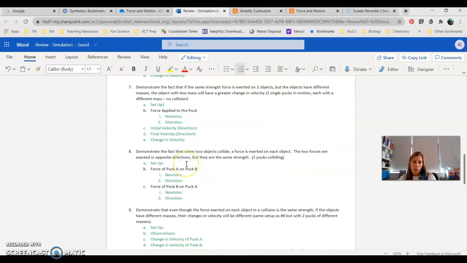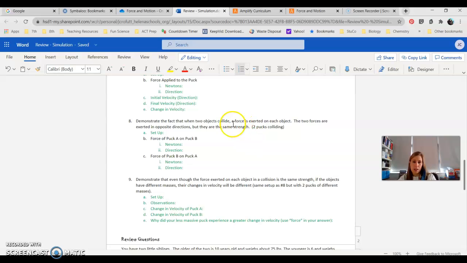Okay, and then demonstrate the fact that when 2 objects collide, so now we're talking collisions, a force is exerted on each other. The 2 forces are exerted in opposite directions, but they have the same strength. So you're going to make 2 pucks colliding. So how would you set that up?